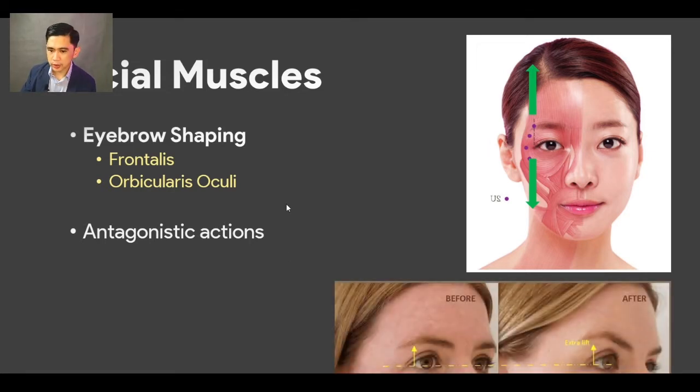Now, take a look at this example. If you want your eyebrow to be a little bit higher, then doctors usually inject a couple of Botox here to paralyze the orbicularis oculi, and thus the frontalis will take command more, resulting in a lift of the eyebrow.